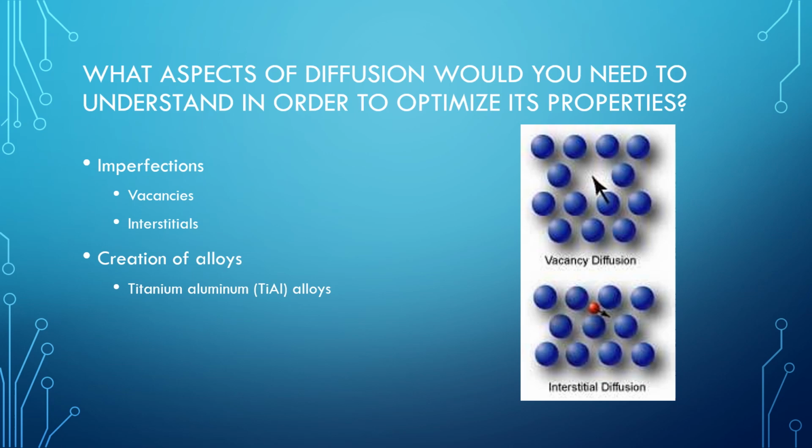The blades must be lightweight like aluminum so the plane doesn't fall out of the sky while it is flying, and the blades must also have the high heat resistance found in titanium so the blades don't melt due to the high temperatures of the jet engine. By understanding how imperfections relate to diffusion, material scientists were able to optimize the properties of the titanium aluminum the blades are made from.